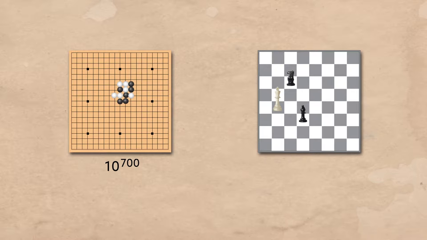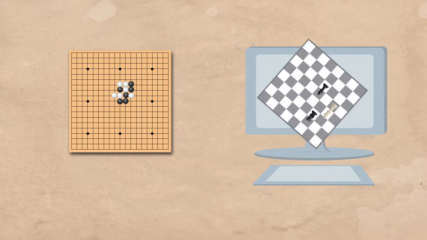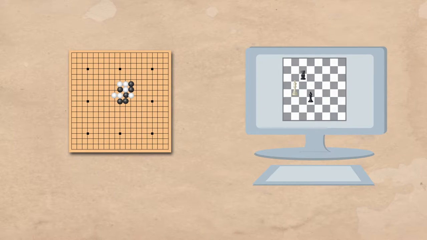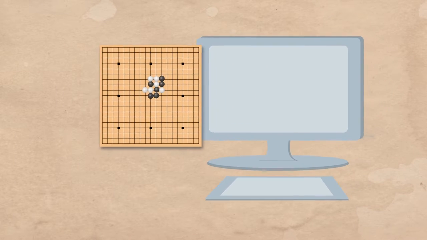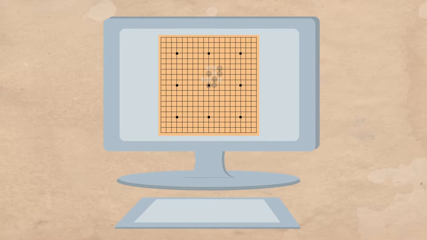That level of complexity is much too high to use the same computational tricks used to make Deep Blue a chess master. And this complexity is what makes Go so attractive to AI researchers. A program that could learn to play Go well would in some ways approach the complexity of human intelligence.